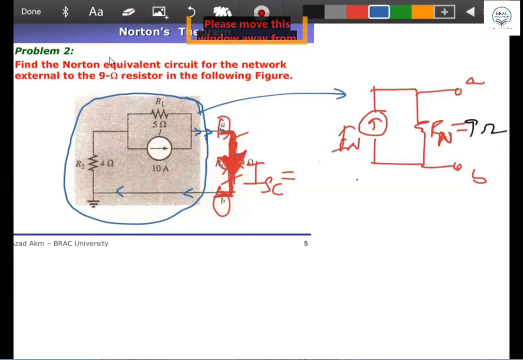One guy said super mesh. Fine, at least he got some idea. None of you got any other idea? I assume super mesh, you can do it, but you don't need to go for some complicated mesh analysis. You can do it an easy way. KCL. What is that? KCL.